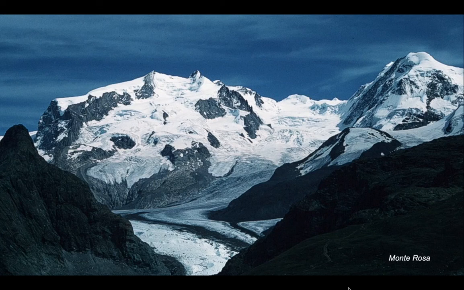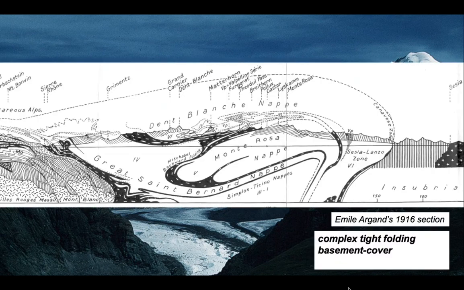Here's a classic peak in the middle of the internal zones, the Monte Rosa chain near Zermatt. And here's a cross-section through that ground, and more besides, that was put together by Émile Argand in 1916, the same year that Auguste Buxtorf published his cross-sections through the Jura that we've already seen. But the sectional style here is radically different to the Jura.